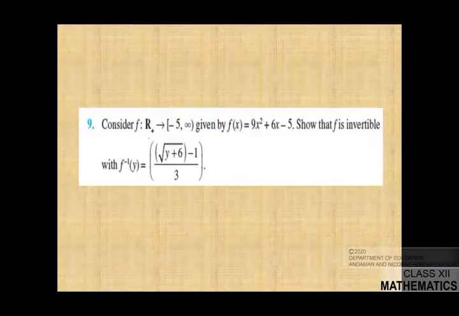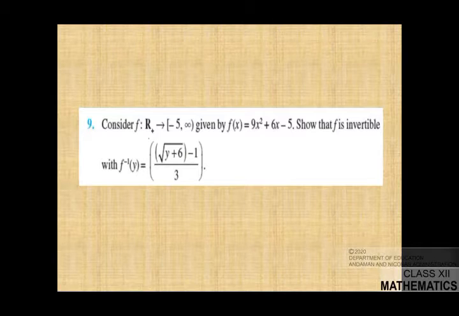I think clear? Now we'll go for the next question, that is the 9th one, very important, this question has been asked many times in CBSE. Consider f is a mapping from R plus to the closed-open interval [-5, infinity) given by f(x) is equal to 9x square plus 6x minus 5. Show that f is invertible with f inverse of y is equal to (root of y plus 6 minus 1) by 3. Okay, let's see how to solve this question.